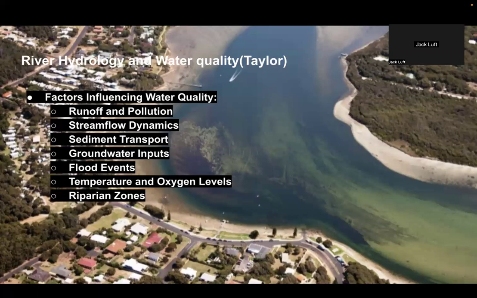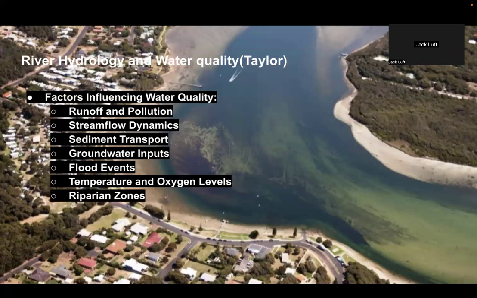For groundwater inputs, groundwater entering rivers can alter river chemistry and contribute to the filtration of pollutants. For flood events, floods can increase pollutant levels and transport sediments and nutrients downstream, impacting water quality. Temperature and oxygen levels: water temperature affects the dissolved oxygen levels crucial for aquatic life, influencing overall ecosystem health.